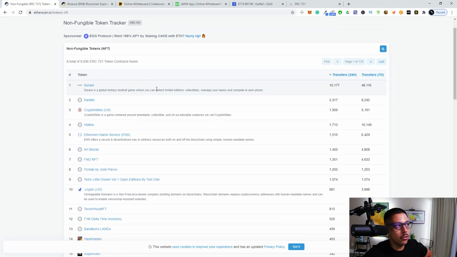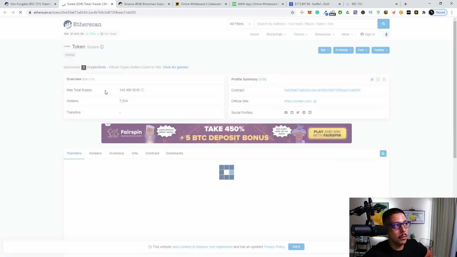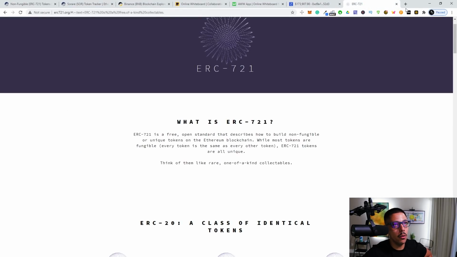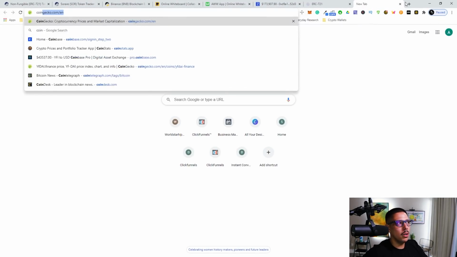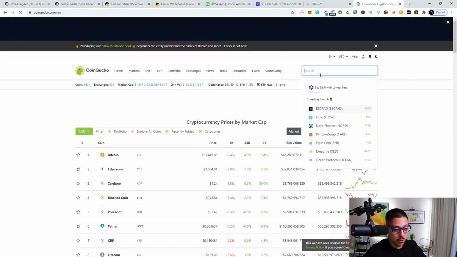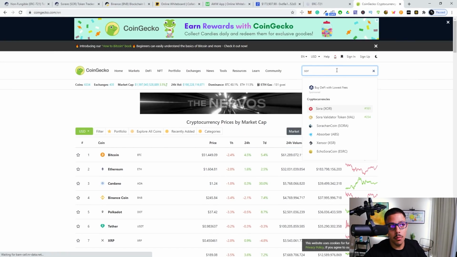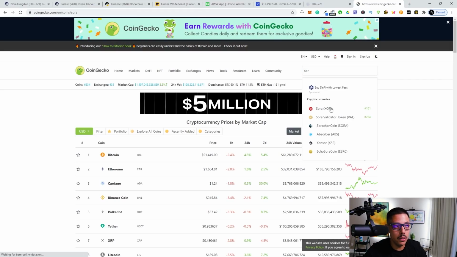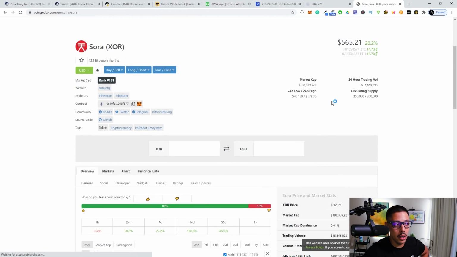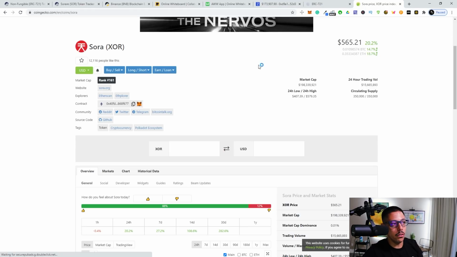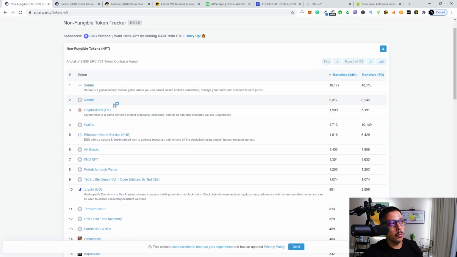So look, 24-hour transfers. So it might be interesting to look into this project to see if it could potentially pump. So if I go to CoinGecko, looking at CoinGecko because we can see it. They're having a lot of transfers for whatever reason, and then it might put your attention over there, and you might want to look at it and see what they're doing. What did they do? Okay, it pumped 20%. So this is a smart way to see non-fungible tokens.